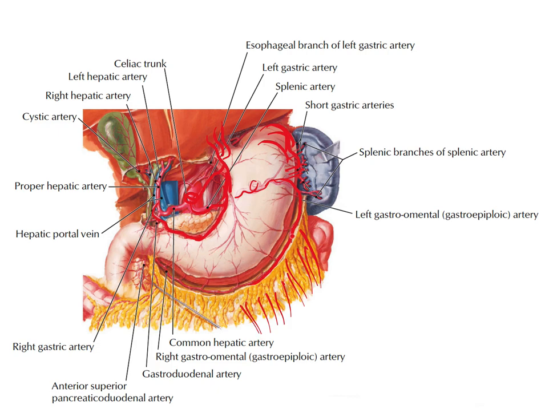And also this is the left gastro-omental or gastroepiploic. You have the right gastroepiploic here. This is the right gastroepiploic that supplies the right side of the greater curvature, or the lower part, and comes from the gastroduodenal artery that comes from the hepatic artery again.